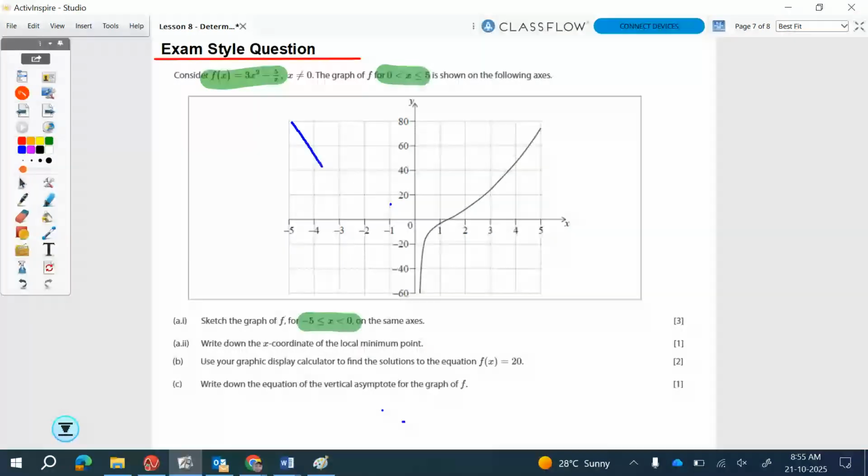We need to show our graph comes down like this and then goes up like that with an asymptote. So this is how it looks. Write down the, oh, I missed. Draw that again. I'm not happy with that. I want the minimum to be there, don't I?